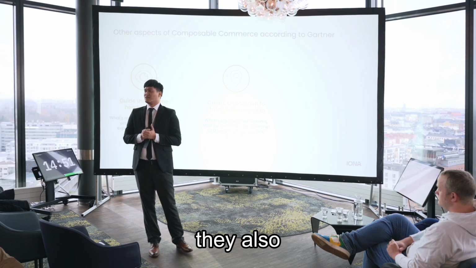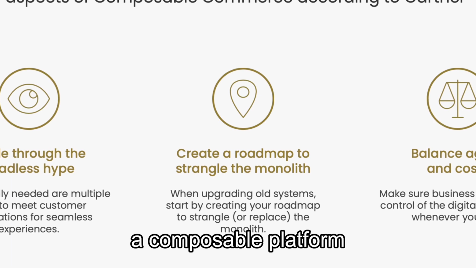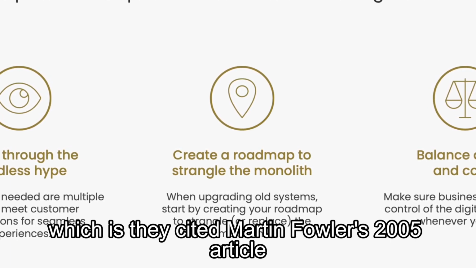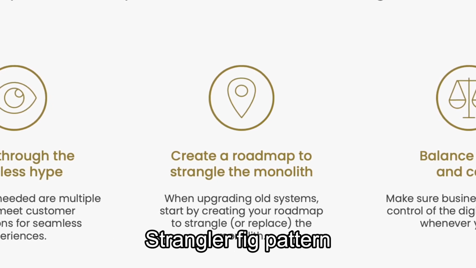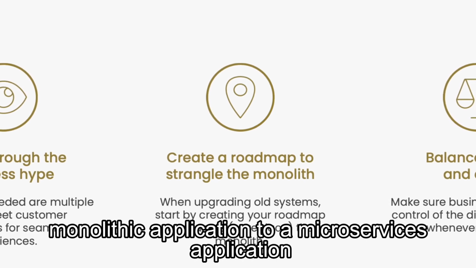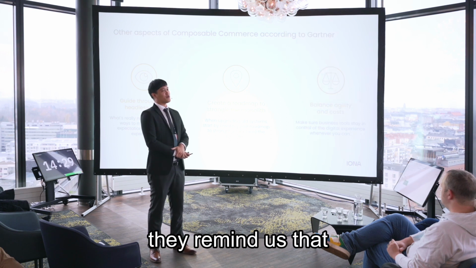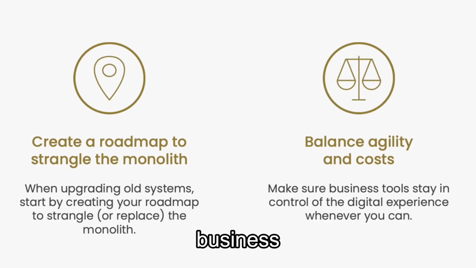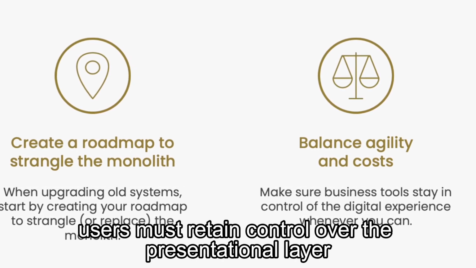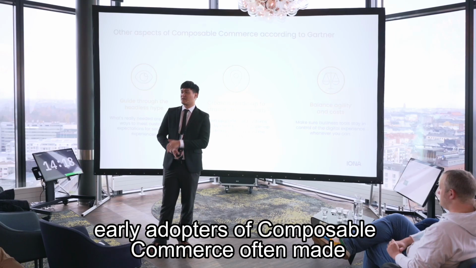They also tell us how to get to a composable platform, citing Martin Fowler's 2005 article on the strangler fig pattern, which exactly details how you would migrate from a monolithic application to a microservices application. And finally, they remind us that business users must retain control over the presentational layer. This was a mistake that early adopters of composable commerce often made.